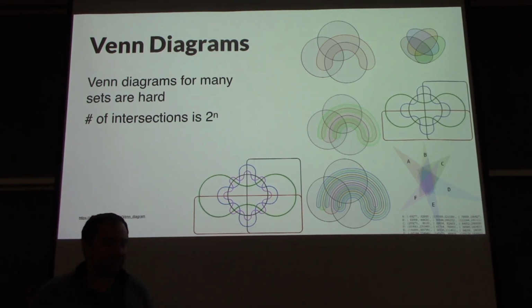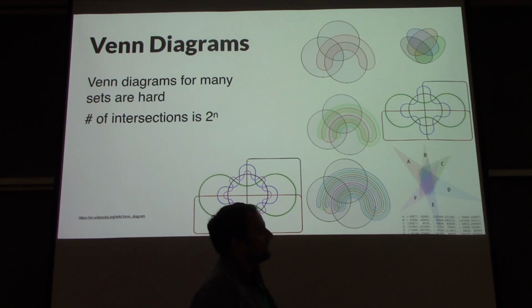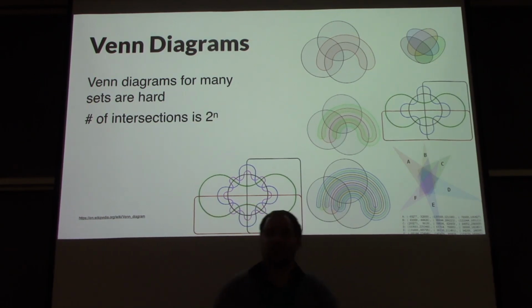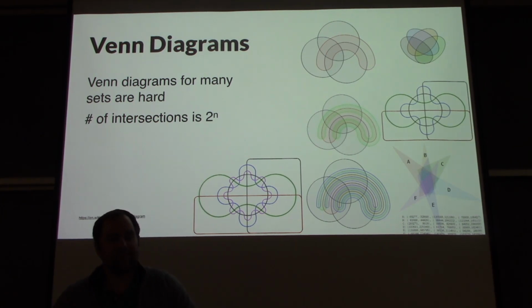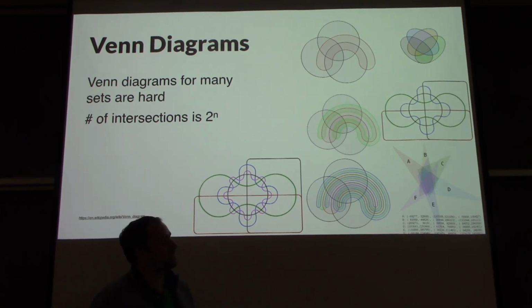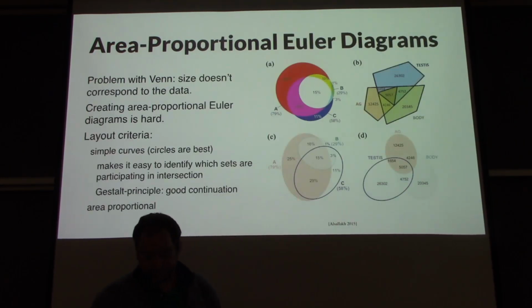The reason for that is, of course, that the number of possible intersections, if you have n sets, is 2 to the power of n. So you can very clearly see that this is an exponential growth, and therefore it's bound to fail eventually.